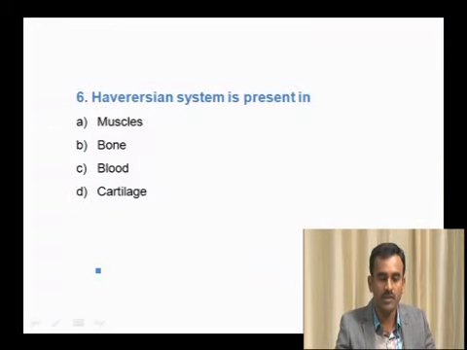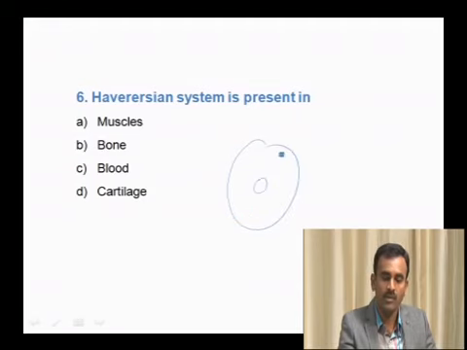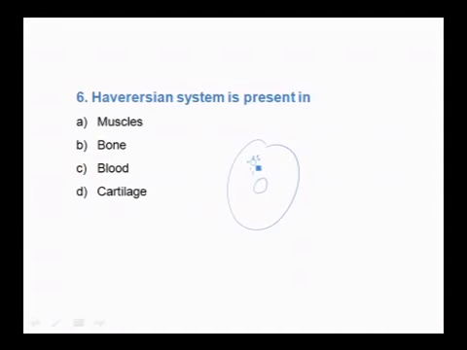Move on to the next question. Haversian system is present in? As I told you, it's present in the bone. This is the bone marrow cavity, and in this region you can see the presence of bone cells, the osteocytes, where in between the osteocytes, openings are present for the transportation of blood vessels and lymphatic vessels. These openings, where the blood vessels run longitudinally inside the bone tissue, are called Haversian system. It's associated with bone.